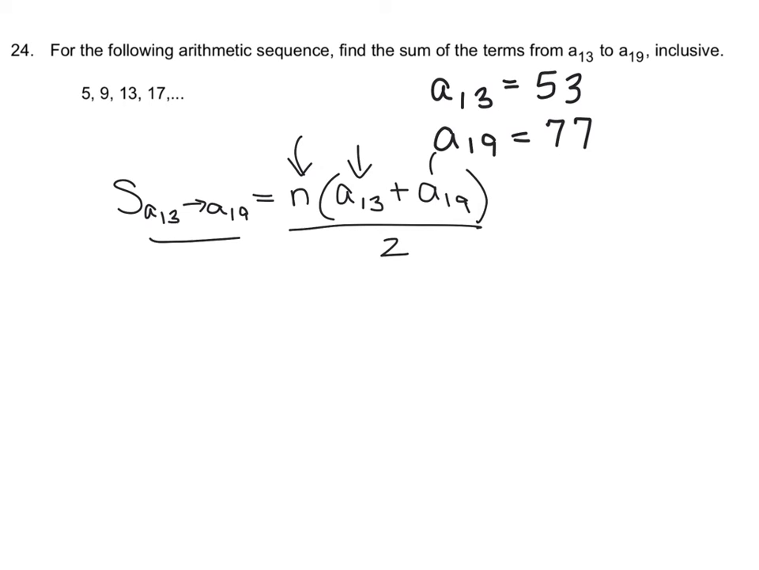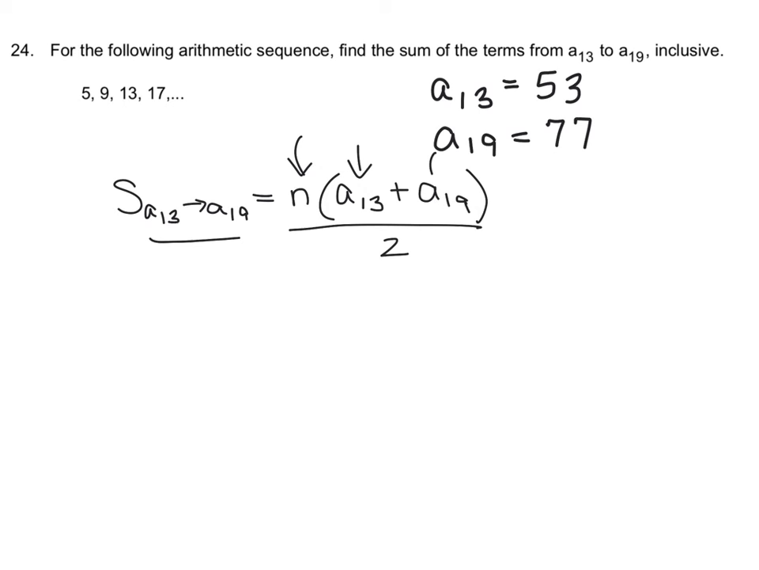You can also find N mathematically by just taking the 19, subtracting the 13, and adding 1 to it. So if you have a problem like this on your homework, just take the largest number, subtract the smaller number, and then add 1, and you'll get what N equals.